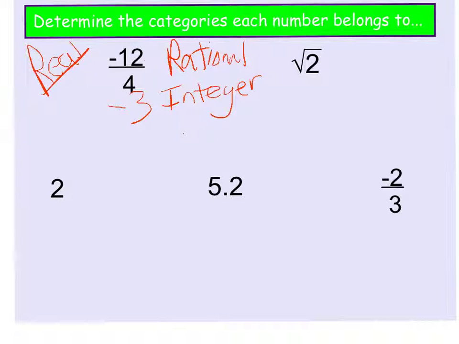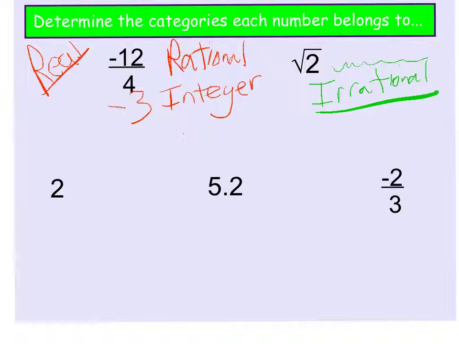Okay, now we have the square root of 2. And remember, I talked about irrational numbers are pi and square roots that are not perfect. So here's one of them right now. The square root of 2 is going to just keep going and going and going, and that is an irrational number.